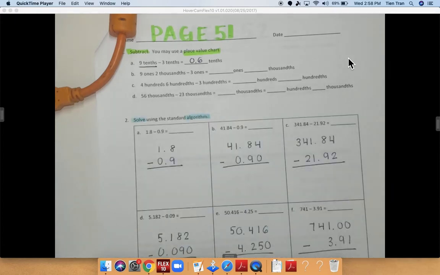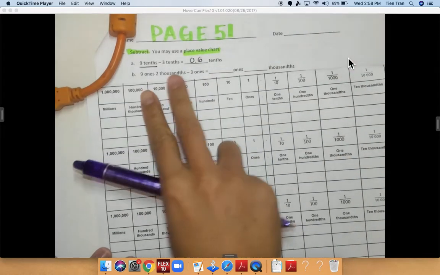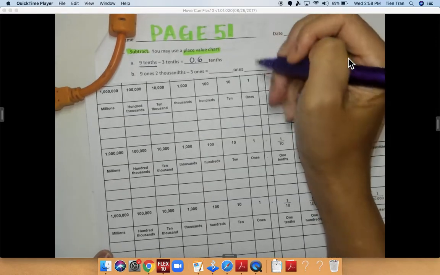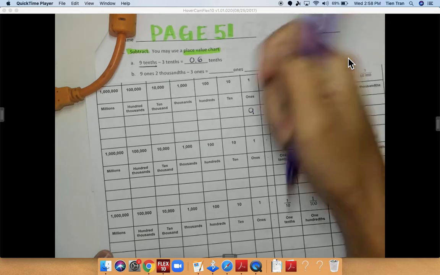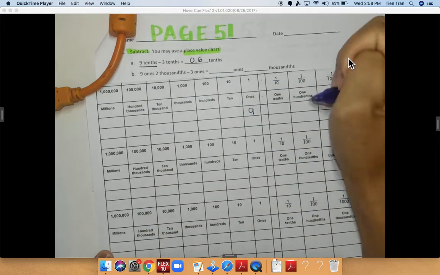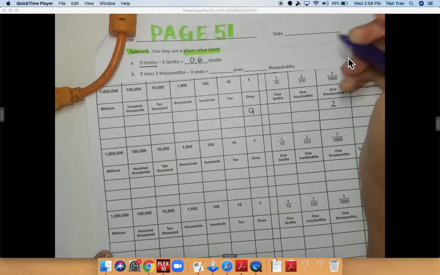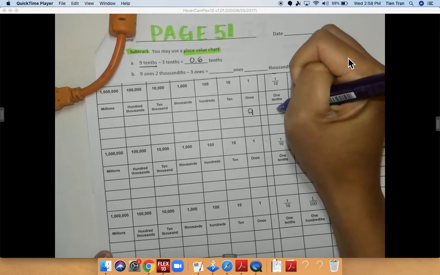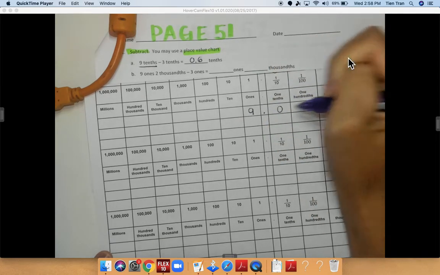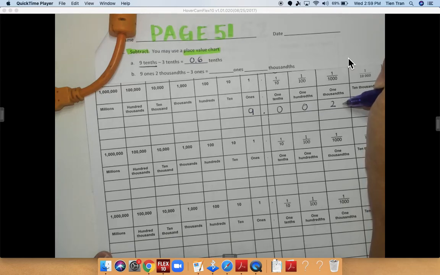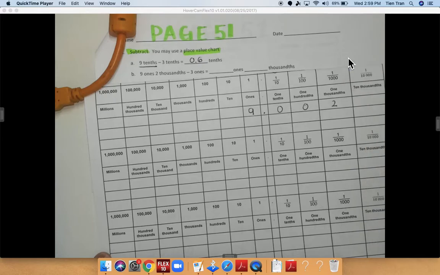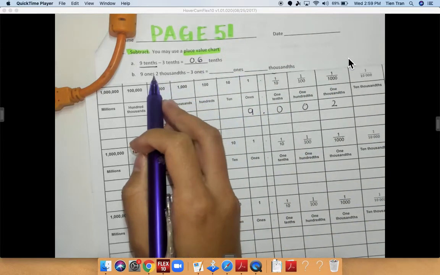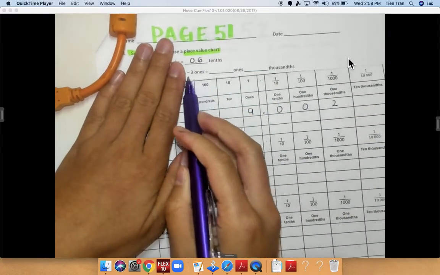For problem B, they asked me to subtract 9 ones. So I'm going to put my 9 in my ones place. It also says 2 thousandths, so 2 in my thousandths place. I'm going to fill the rest in with zeros, because if I don't do that, it's going to say 9.2 tenths, which is incorrect. Okay? So I finished one side and the other says subtract 3 ones.